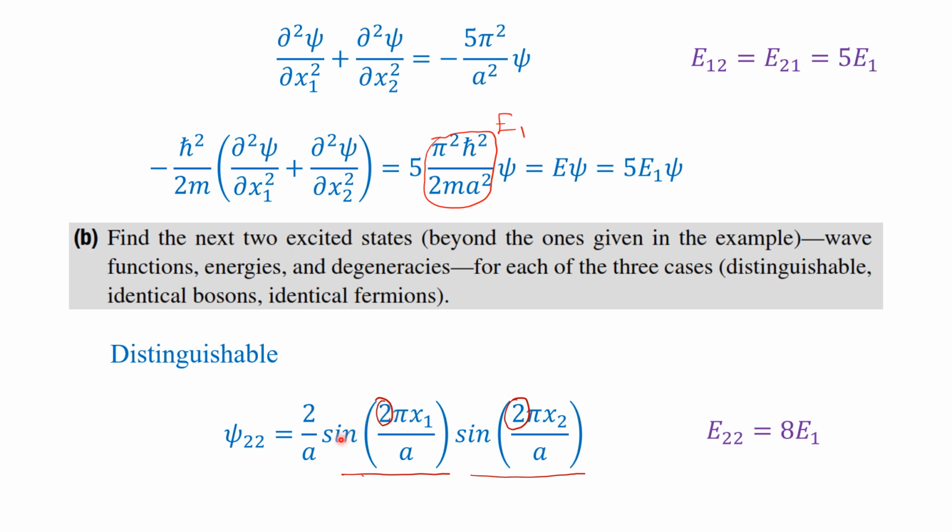This is non-degenerate because the energy level is the same. So though it is distinguishable, both will have the same state. So naturally, energy will not change. So it is a non-degenerate case.